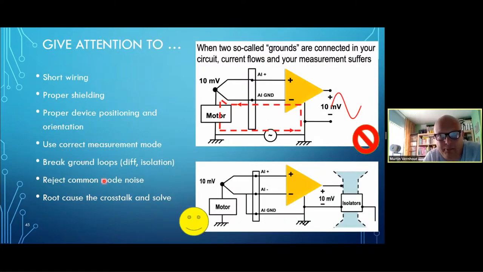Read it later. So give attention to short wiring and proper shielding. Make sure that you do it in the right measurement mode, single-ended or differential. Break your ground loops, reject common mode noise, and root cause the crosstalk and solve it, because if you leave it there, you do not have it under control.